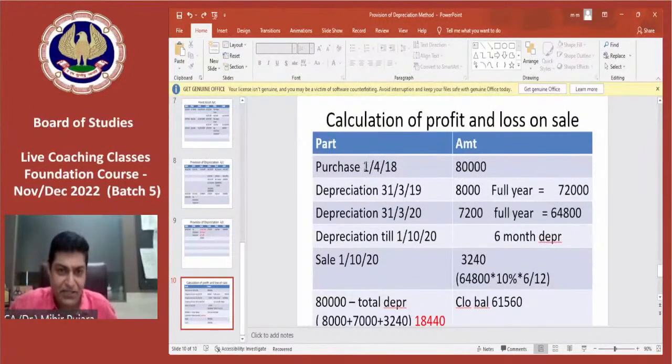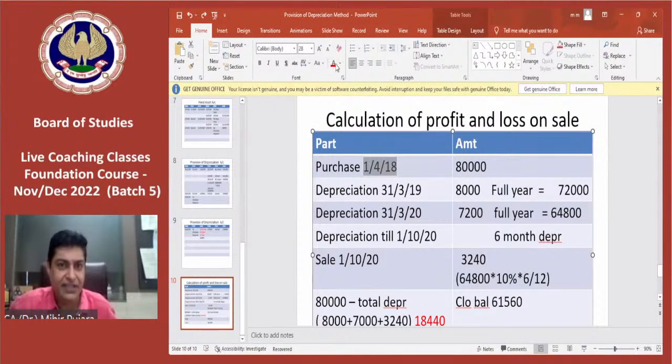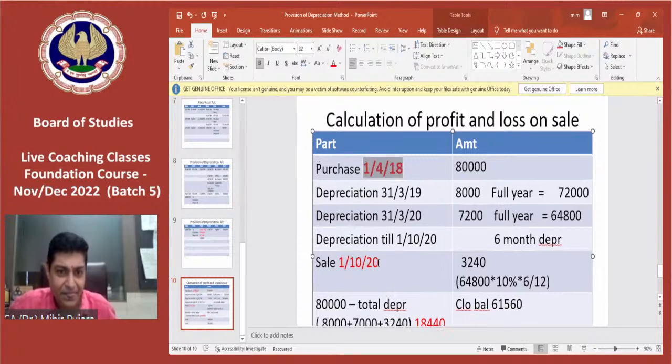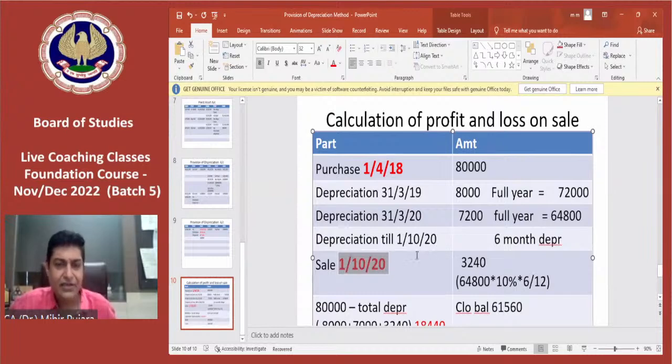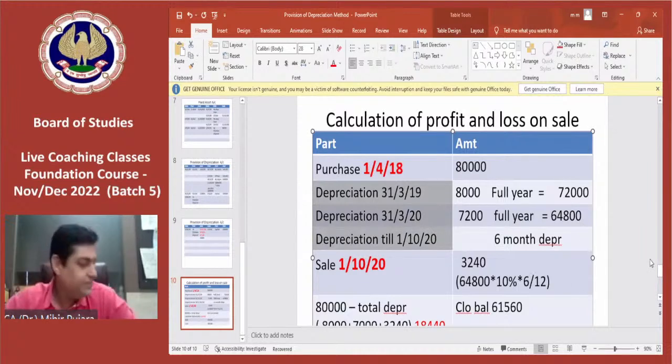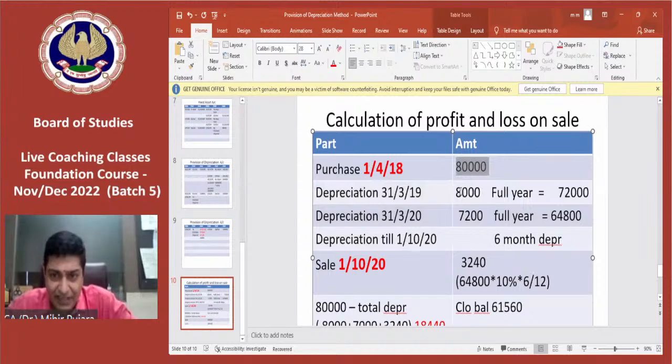My purchase date is 1/4/18, friends. My date of sale is 1/10/20. Remember these dates very carefully. So I have to provide depreciation for 2.5 years. First year depreciation on this 80,000 at 10% is 8,000.